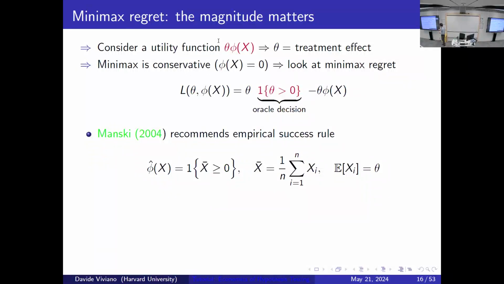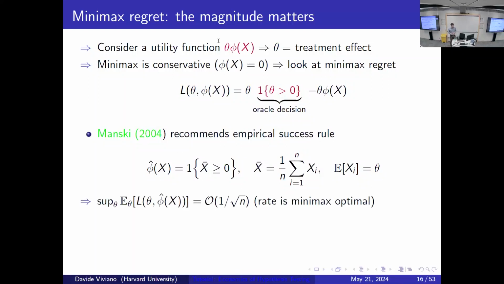So why is that the case? Well, it shows that if we look at the worst case expected loss function, now this worst case expected loss function is going to converge to 0 at a rate which is 1 over square root n, where n is your sample size. And you cannot really improve this rate. And so this is the main motivation behind this empirical success rule that Manski suggests.